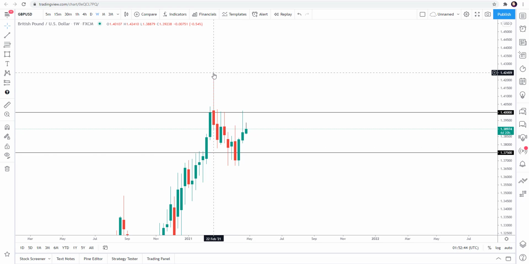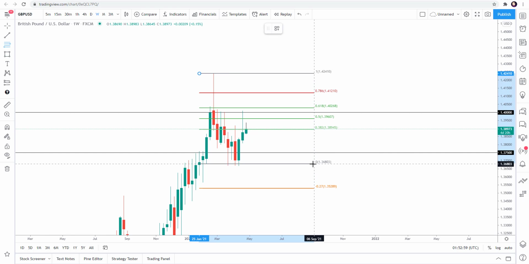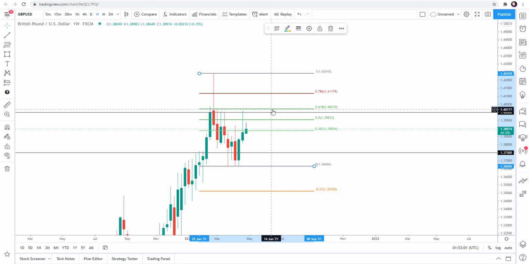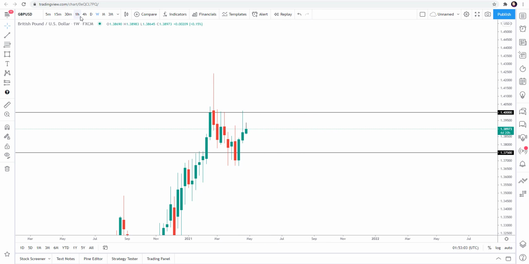Basically 700 pips from here to here. Now what we've done is retest these highs, these lows here. From this area, 1.40 is the next one. If we add Fibonacci from A to B, we are retesting close to 0.61.